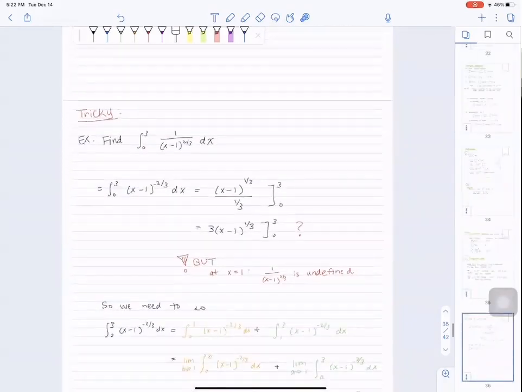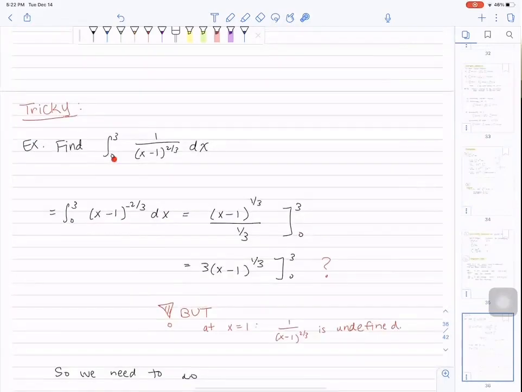Okay, so this is a tricky one that I found. Say you're trying to find the integral from 0 to 3 of this. You start off normally, finding the integral using substitution. I'll skip the substitution, and this integral turns out to be x minus 1 to the power, where you add 1 to the exponent to get 1/3 and divide by that new exponent, 1/3. So this integral gives you 3 times (x minus 1) to the 1/3, from 0 to 3.